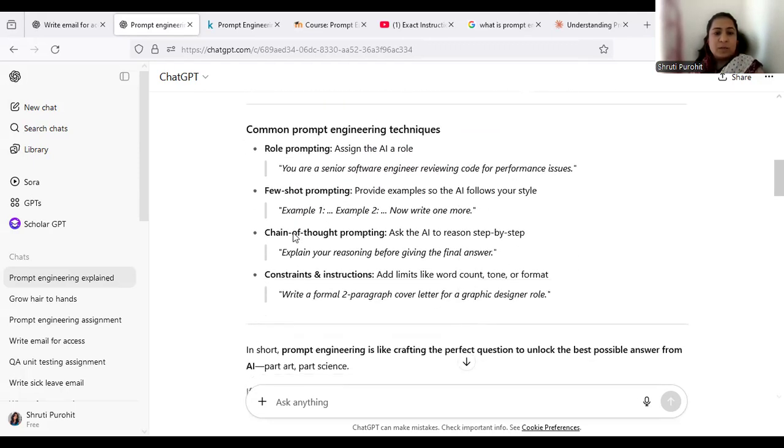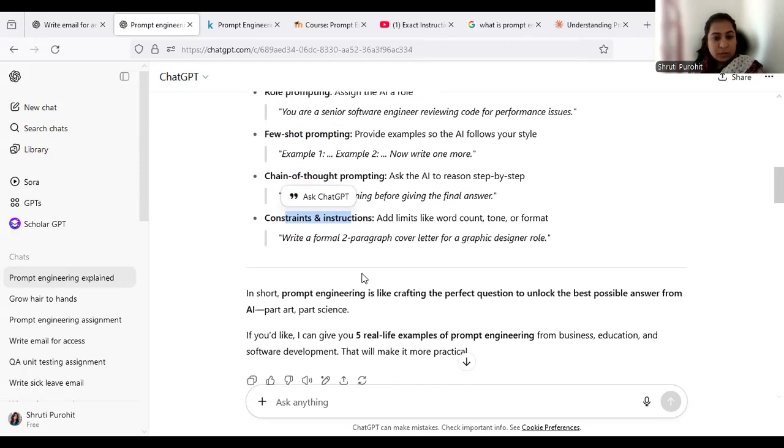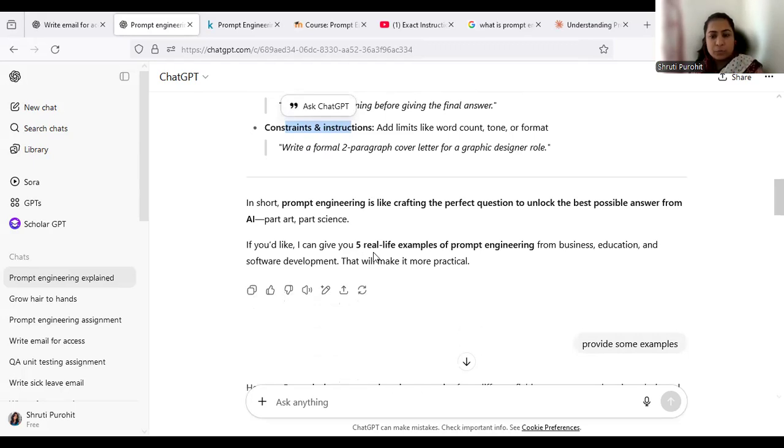Okay. So there are common techniques that we are going to explain and understand one by one in every section. Role prompting is there, few shot prompting is there, chain of thought prompting, constraints and instructions are there. So these are some outputs.